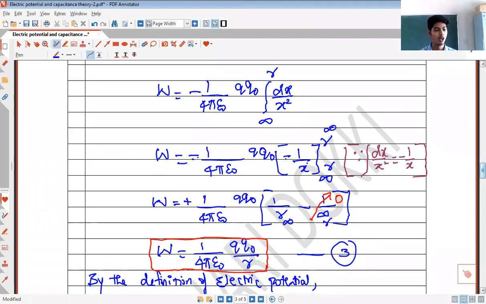Minus 1 by r. Would our work done be positive or negative? Work done would be positive or negative. So potential automatically comes out negative too. Due to a negative source charge, the potential would be negative. I hope I am clear how the potential due to a negative source charge is negative. Is it clear why the potential due to a negative source charge is negative?